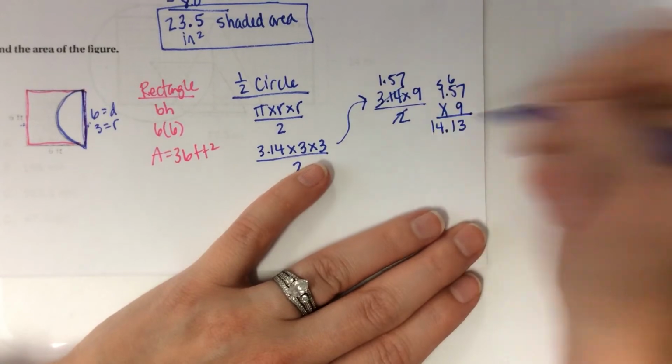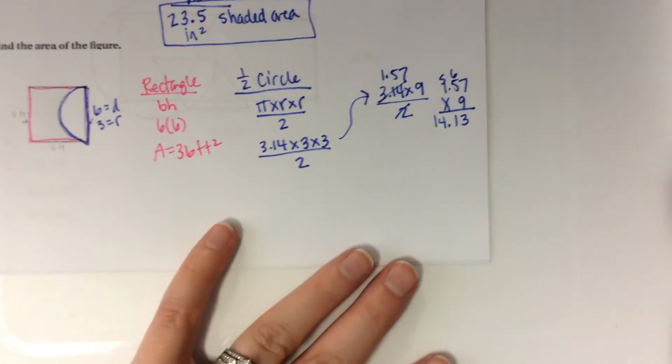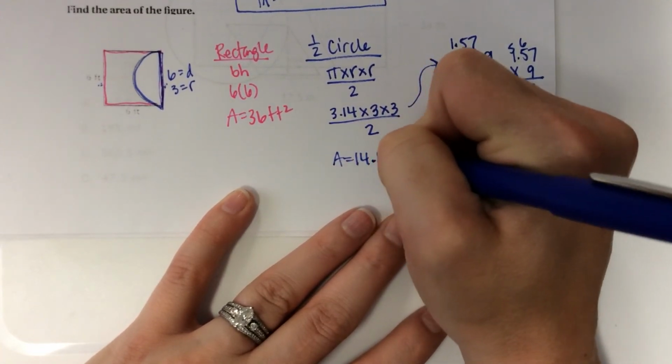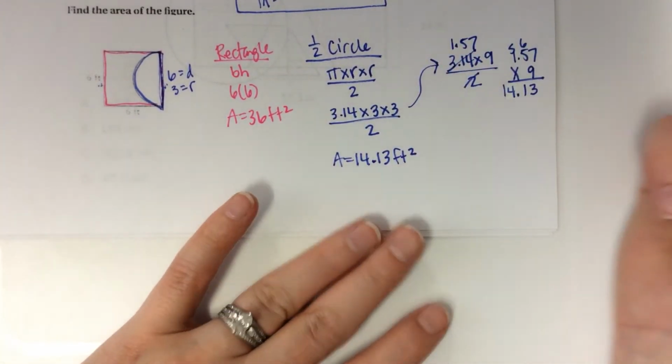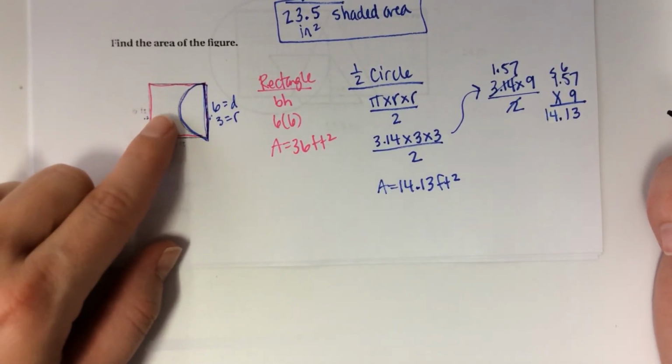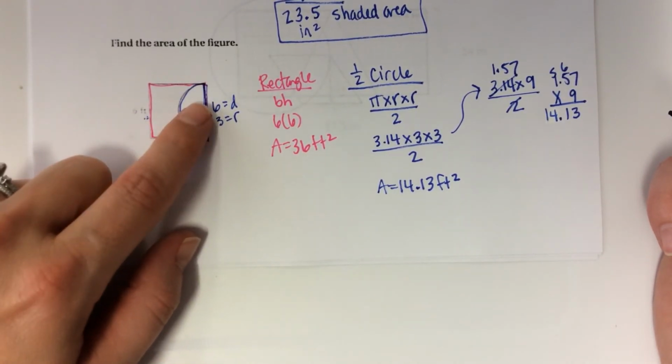That's a 14. So our half a circle has an area of 14.13 feet squared. So go back to your shape. Was all of it shaded? Nope. Only just this side of the square. I need to take out the half a circle.